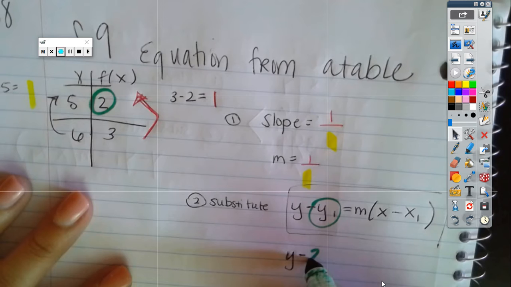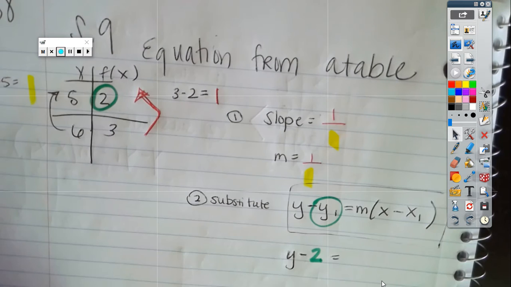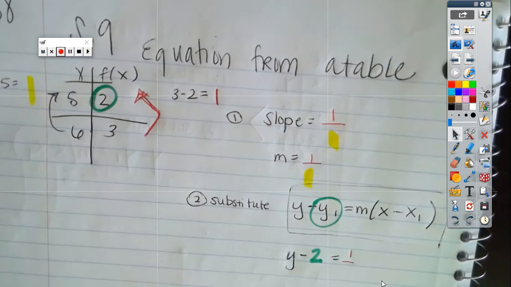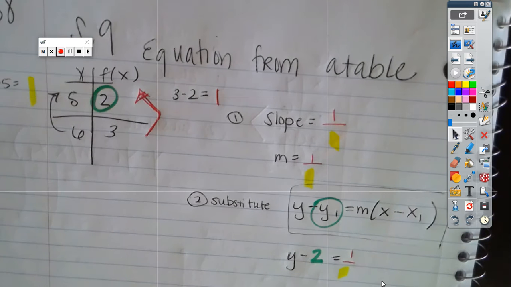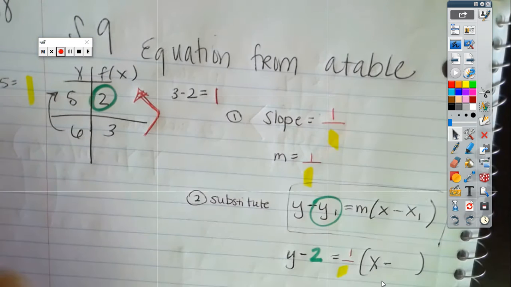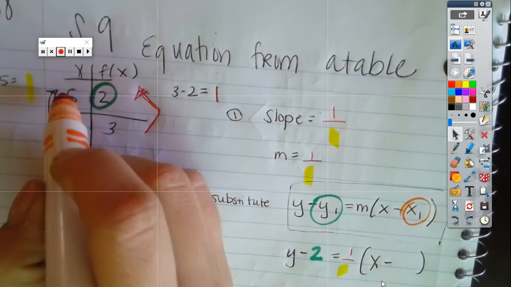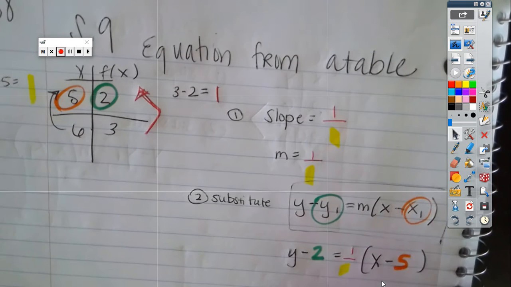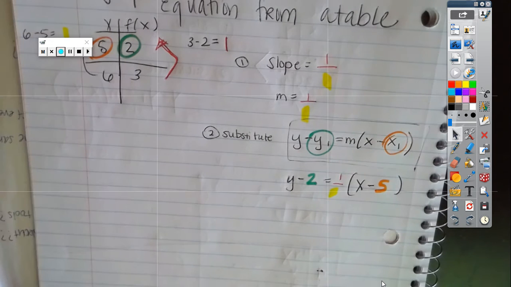So minus 2 equals the m, which is 1 over 1, parentheses, x minus the first x. What's the first x? Yeah, 5. It doesn't look like a 5, but it's 5. Always. My apology. Alright, so that's the second step.